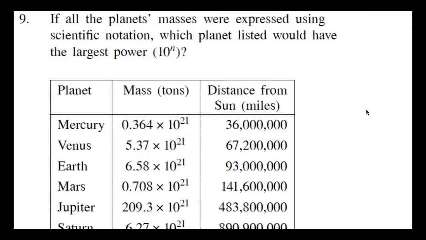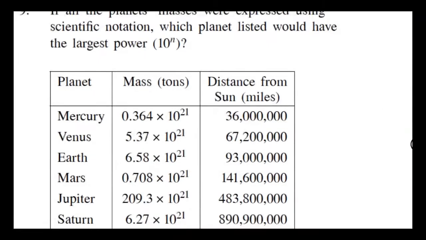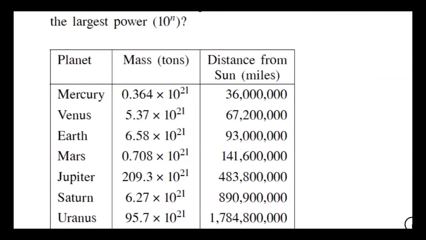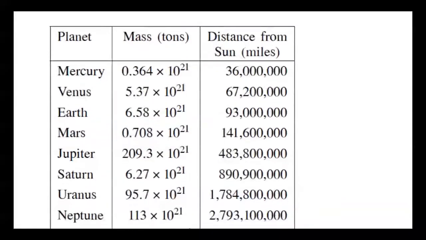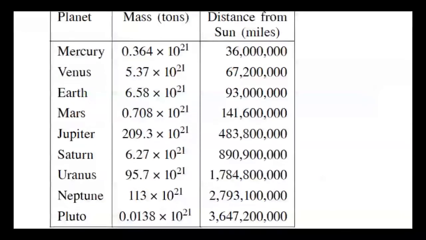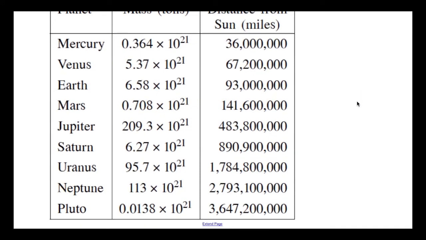Okay, if all the planets' masses were expressed using scientific notation, which planet list would have the highest power? Well, first of all, I'm going to use some of my science knowledge. I know that it has to be a bigger planet, so like Jupiter, Neptune. So let's go to Jupiter. Well, I need to put in scientific notation, so that means that right here would have to go back 2 places. If it goes back 2 places, that means I'm farther away from this 21. So that means that new exponent's going to be a 23. So it's going to be 2.09 times 10 to the 23rd.